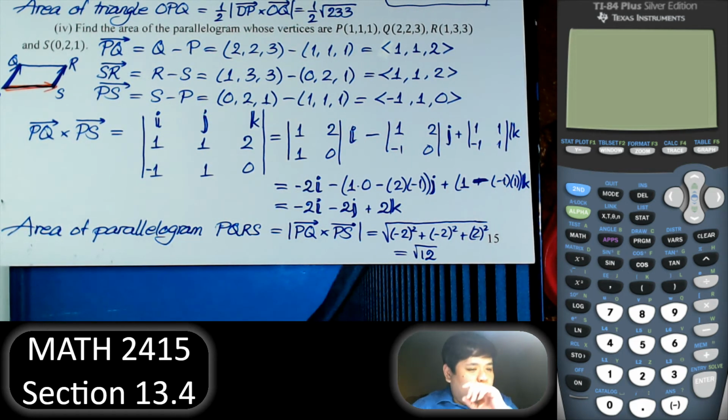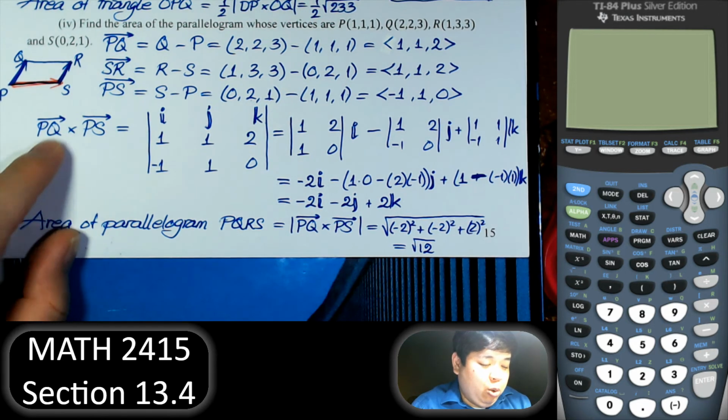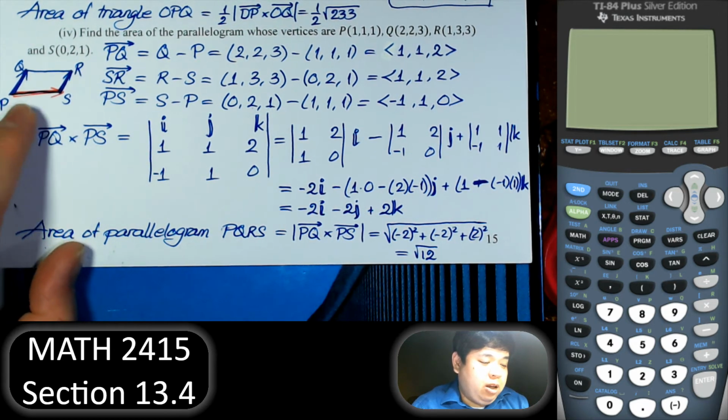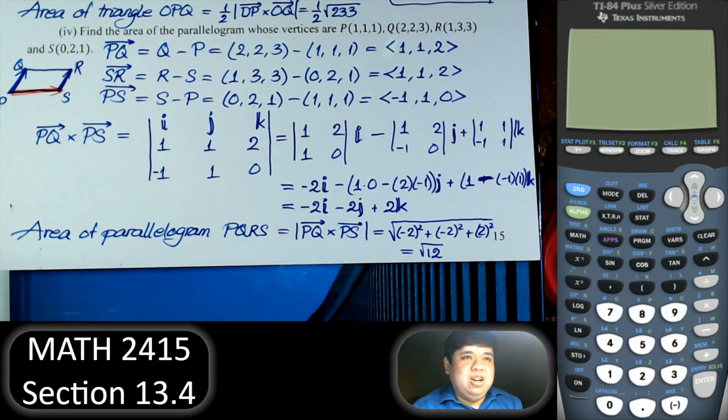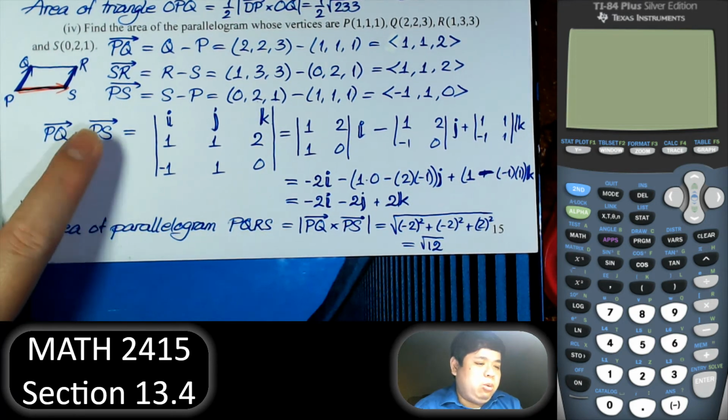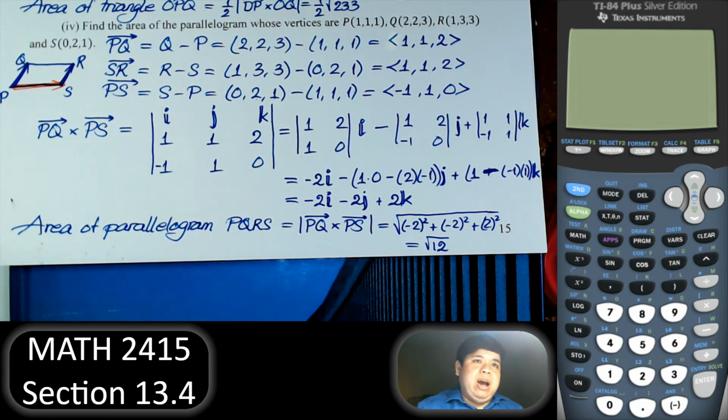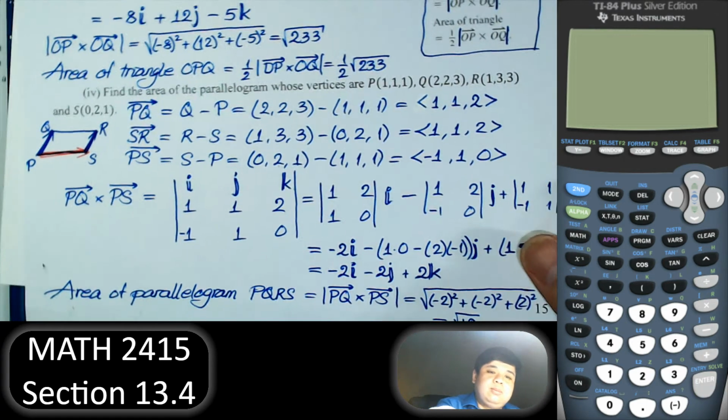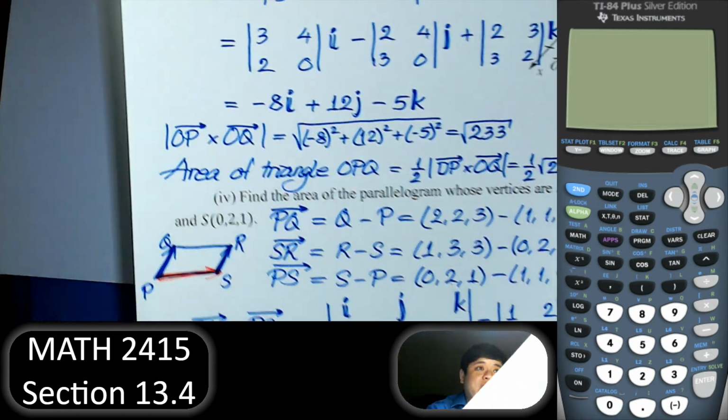Once again, we can do PQ cross PS or SP cross SV, it doesn't matter. Or we can do PQ cross SP, it doesn't matter. As long as they are two adjacent vectors, the direction doesn't really matter, but they have to be adjacent vectors.